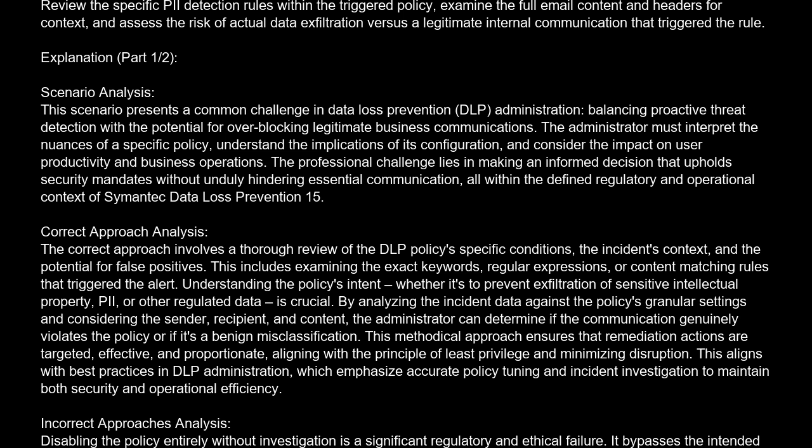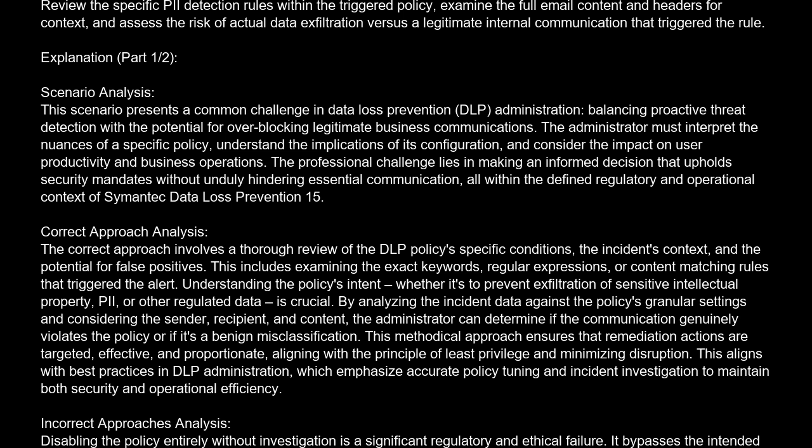Explanation. Scenario analysis. This scenario presents a common challenge in data loss prevention, DLP, administration, balancing proactive threat detection with the potential for overblocking legitimate business communications. The administrator must interpret the nuances of a specific policy, understand the implications of its configuration, and consider the impact on user productivity and business operations. The professional challenge lies in making an informed decision that upholds security mandates without unduly hindering essential communication, all within the defined regulatory and operational context of Symantec Data Loss Prevention 15.